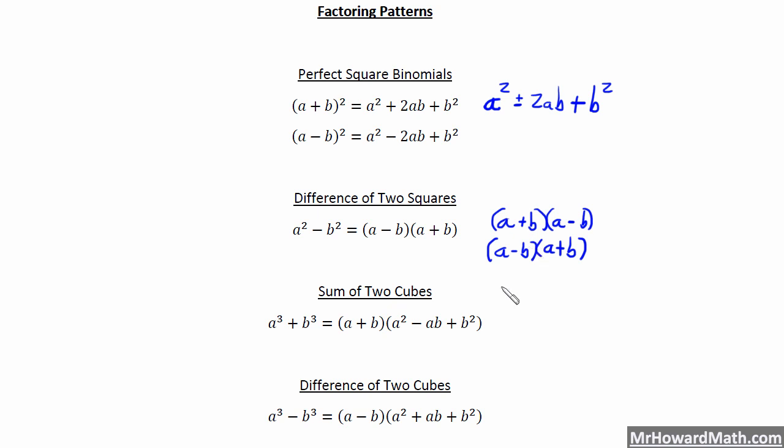Alright. Next, sum of two cubes and difference of two cubes. So these kind of go together. I think the easiest way to try to memorize this pattern is the first parentheses is always going to be a and b, and I think it's easier to fill in the signs later. You're always going to have your a squared, your ab, and your b squared. Notice that that's true here and here.